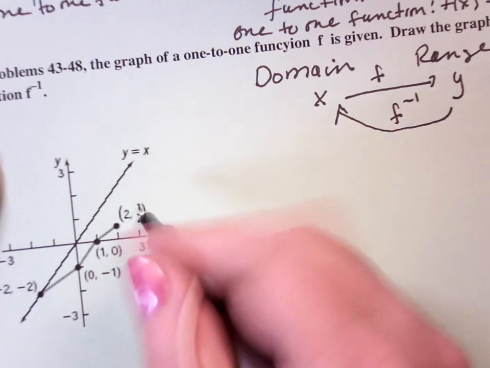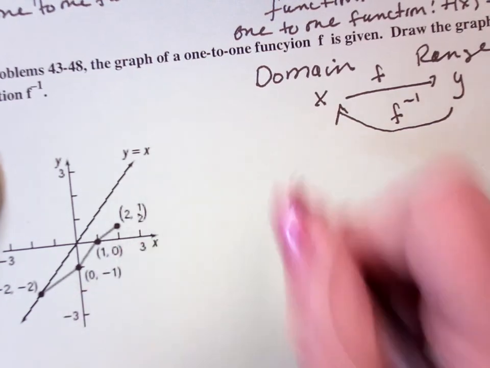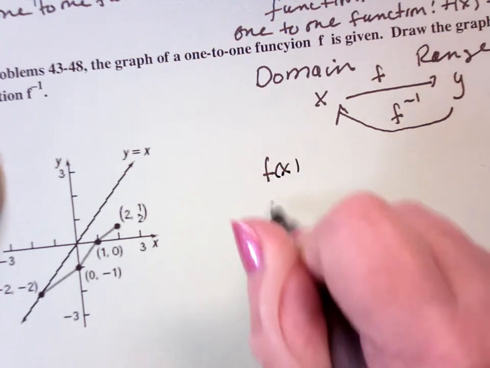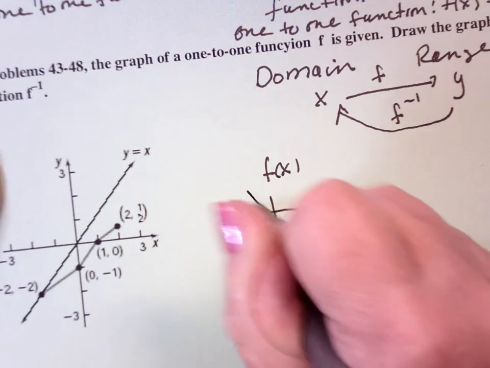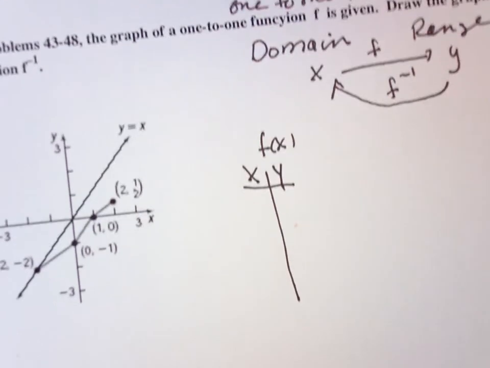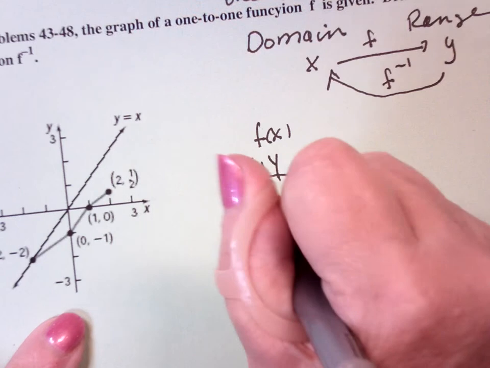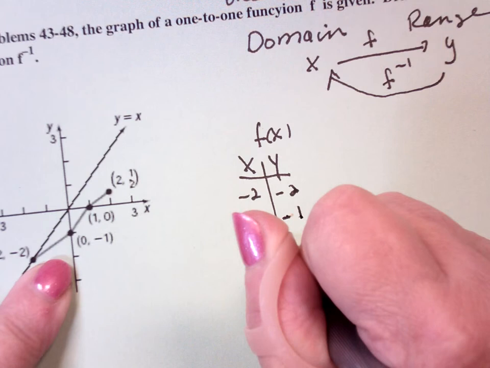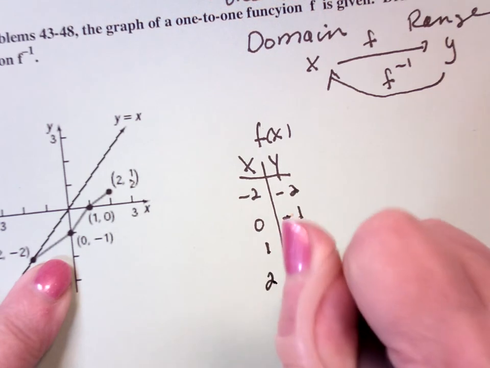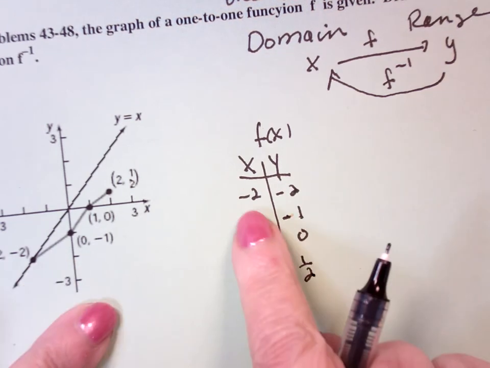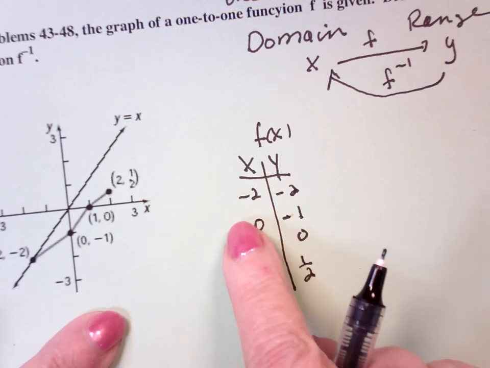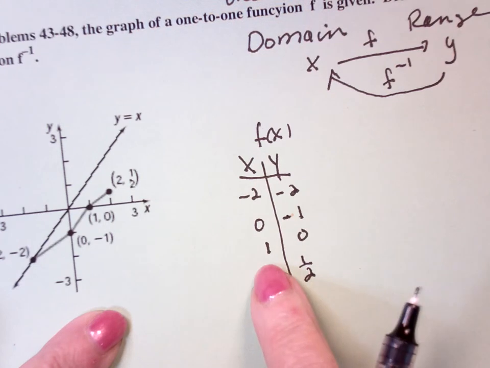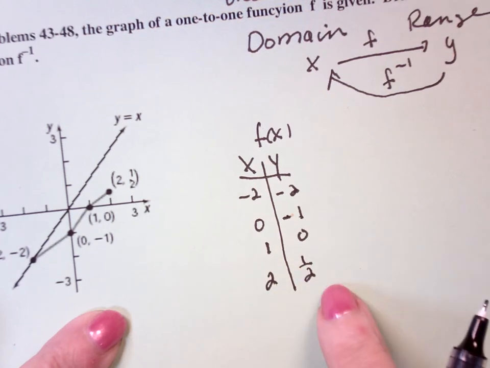So that says if this is a graph of f of x, the coordinate points are (-2, -2), (0, -1), (1, 0), (2, 1/2). So that says that if x equals 2, y equals -2. 2 goes to -2, 0 goes to -1, 1 goes to 0, 2 goes to 1/2.